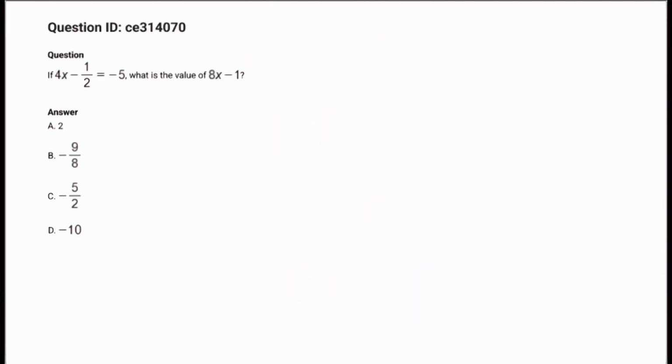If 4x minus a half equals negative 5, what is the value of 8x minus 1? 8x minus 1 is 4x minus a half times 2, so it's negative 10.